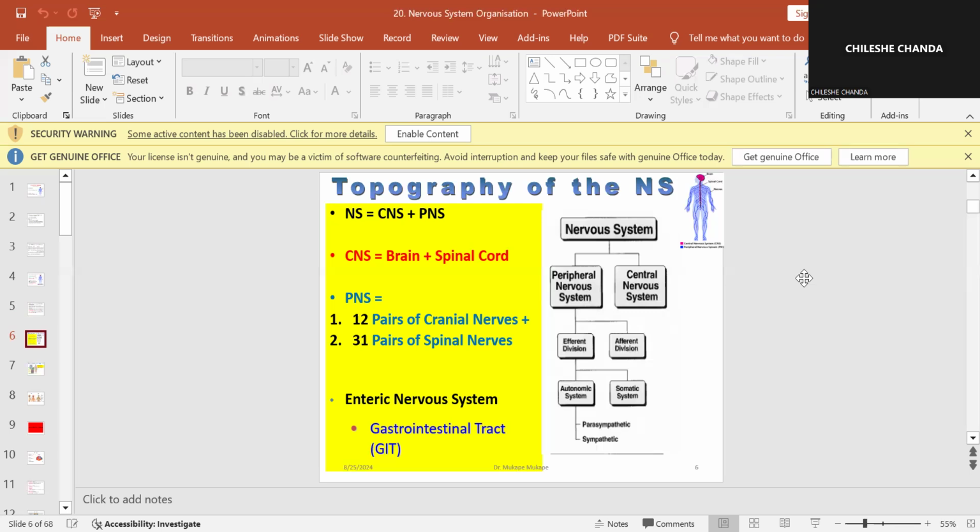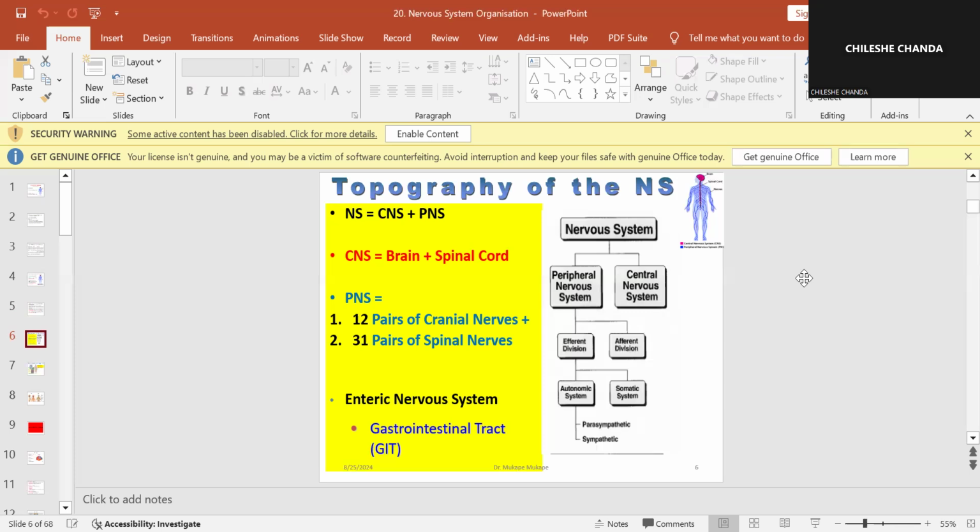Other books or other scholars will also mention the enteric nervous system on its own. We have the enteric nervous system, which is responsible for controlling the working of the gastrointestinal tract. The enteric nervous system is the one that is inbuilt in the gastrointestinal tract. Remember when we were doing GIT, we talked about the submucosal nervous system and the myenteric nervous system.